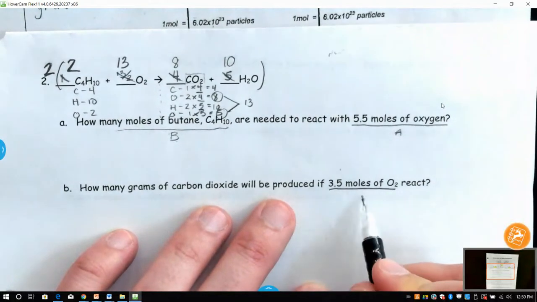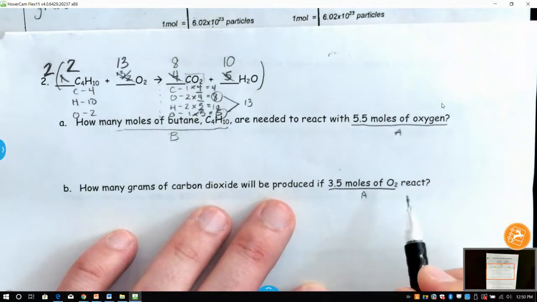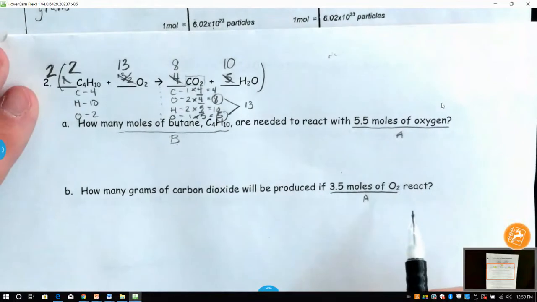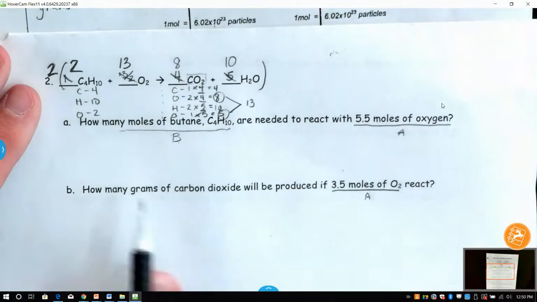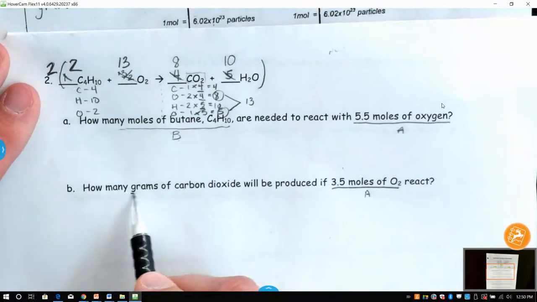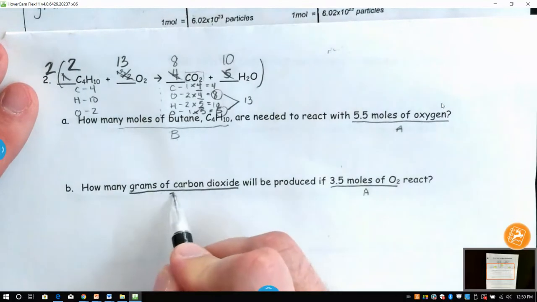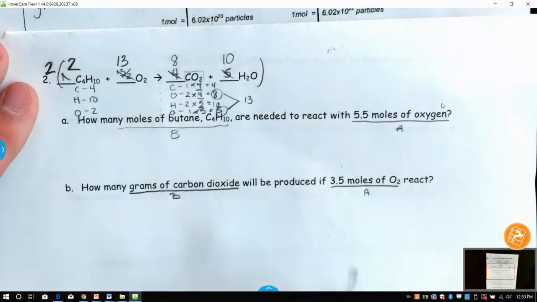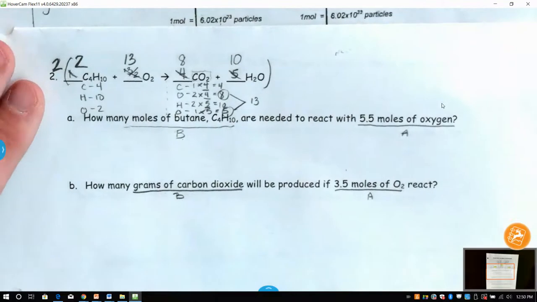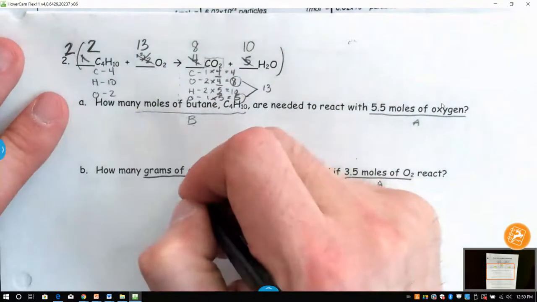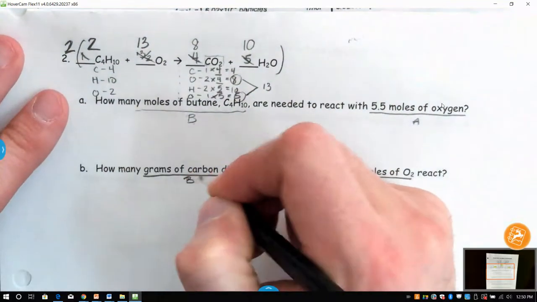Good. 3.5 moles of oxygen, this O2 here. And what are we looking for? How many grams of carbon dioxide, or CO2? That is letter B.